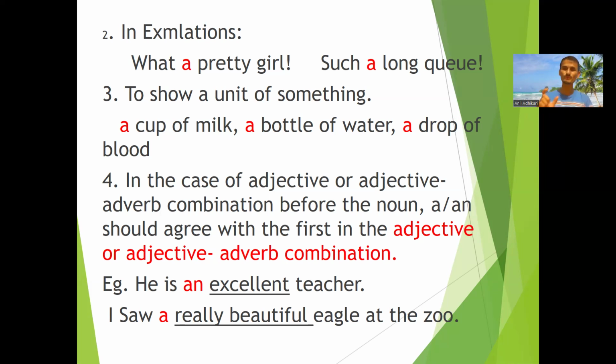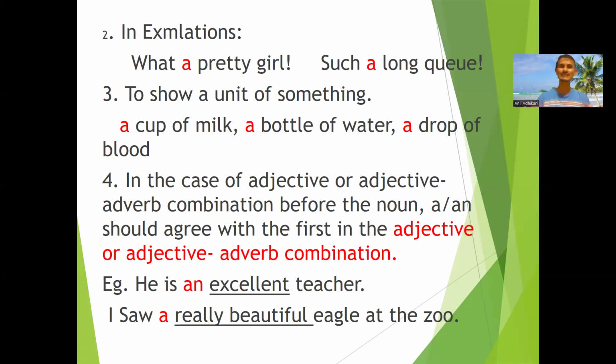Guys, similarly in number 4, in the case of an adjective or adjective-adverb combination, sometimes there may be such a combination before the noun. In that situation, a or an should agree with the first word in the combination. For example, he is an excellent teacher. Before teacher, there is excellent, an adjective. In that case, use an before excellent, not before teacher. Don't say he is excellent and a teacher.